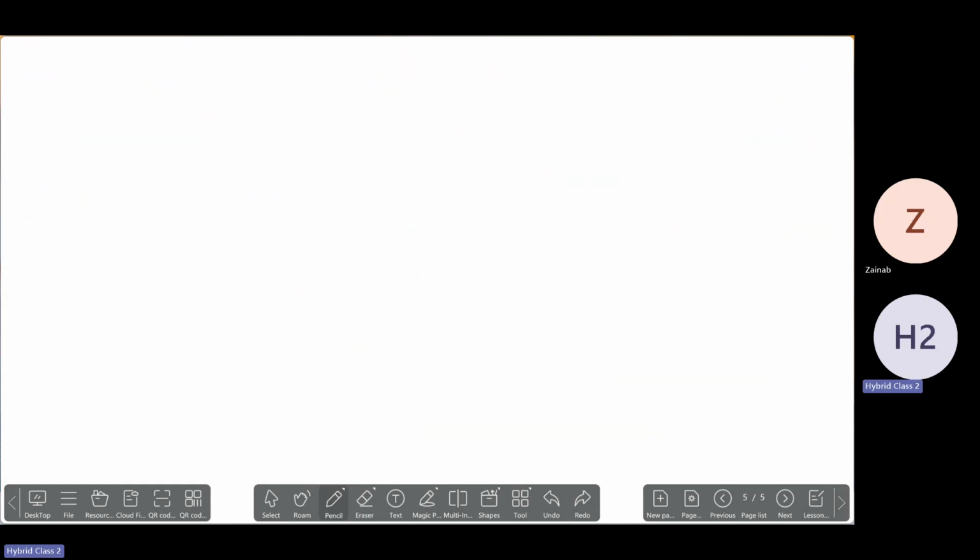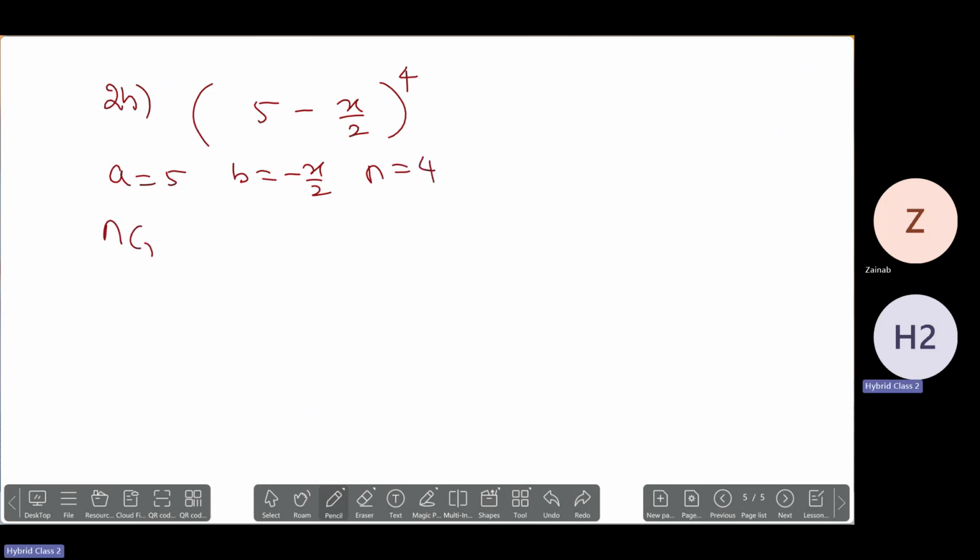Question number 2H, I'll do on the board. Tell the question: 5 minus x by 2, power 4. What is A? What is B? What is N? What is the general form for all the terms? NCR, A to the power N minus R, B to the power R. Substitute whatever we know here.